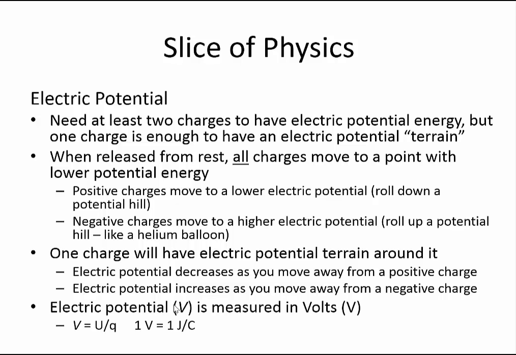Finally, we defined electric potential as this italicized V, and we said it's measured in SI units of volts. We saw that the electric potential is potential energy divided by charge, and the unit of 1 volt is simply the same as 1 joule over Coulomb.